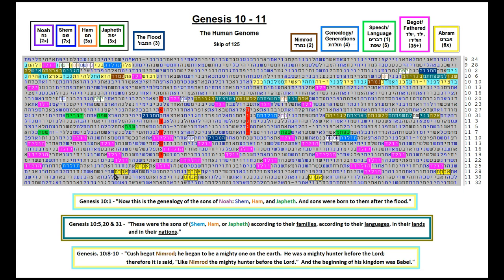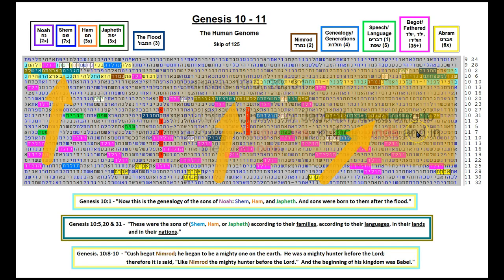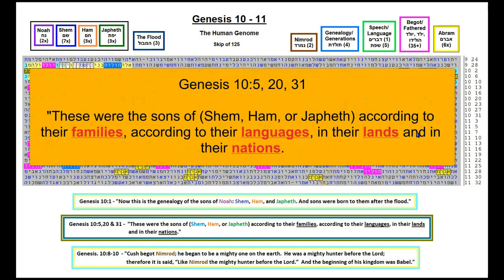3 times we have a certain phrase repeated when talking about the descendants of Noah's 3 sons. These are highlighted in the teal and gold lettering. And they say, "These were the sons of Shem, Ham, or Japheth, according to their families, according to their languages, in their lands, and in their nations." So families, languages, lands, and nations are the 4 distinctions for each of the groups of people.